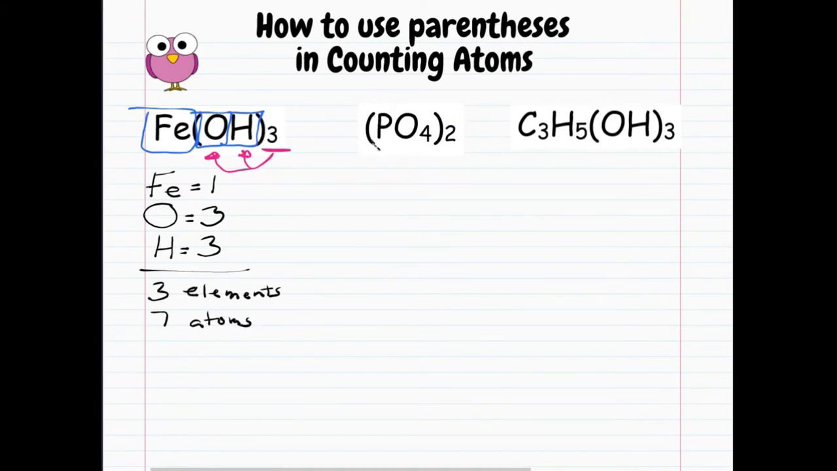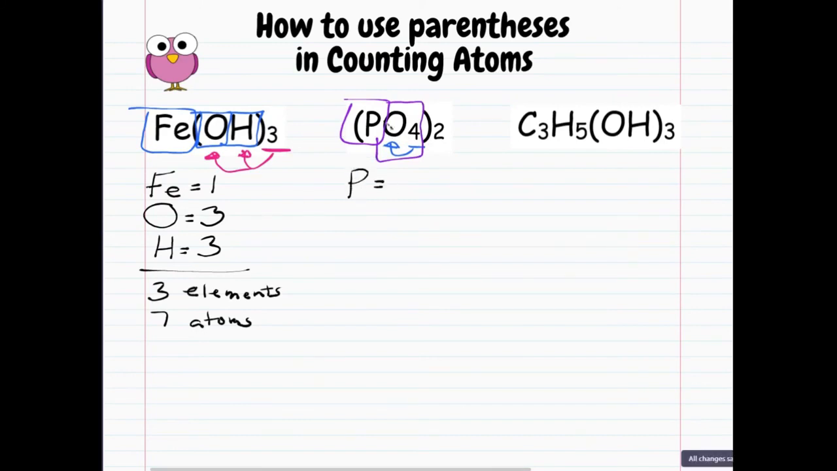So let's work on example 2. We have those parentheses again. So we're going to have to do 2 steps in this example. That 4 will have to be multiplied by the oxygen before we can move on to the 2 outside the parentheses. So step 1, I'm going to box my elements. I have P, I have O.